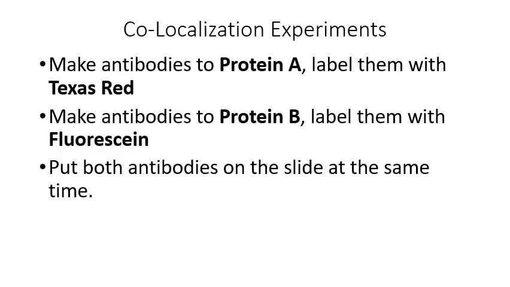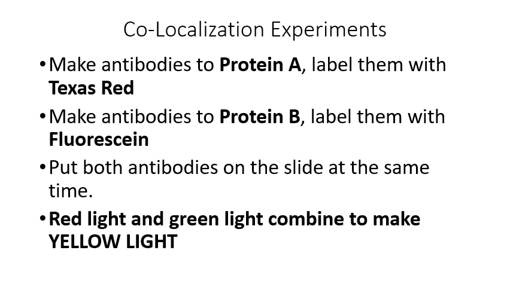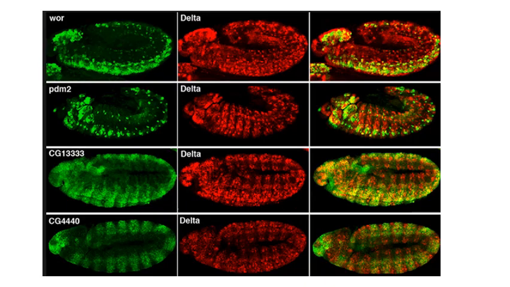Okay, so you make antibodies to protein A, you label them with Texas red. You make antibodies to protein B, you label them with fluorescein green. You put the antibodies onto the slide at the same time. When red and green light combine together, you get yellow light. And so this is what you see in a co-localization experiment.